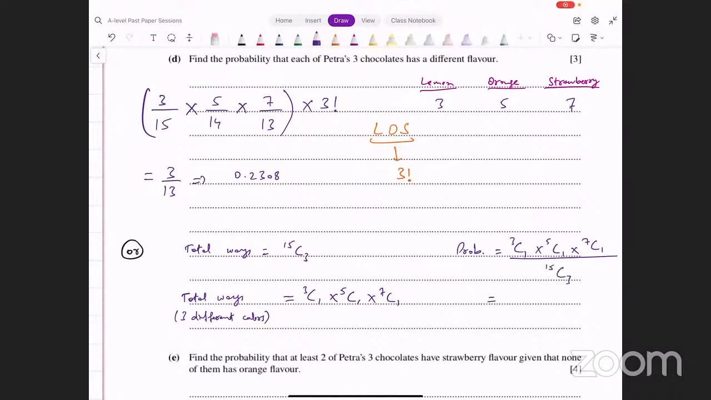And that's another way to think about this. A lot of people find this easier because you don't have to think too much. If your concept of combinations is clear, this is going to give you the same result. 3 into 5 into 7 divided by 15C3, and that's 3 over 13 again, which is 0.2308. Okay? Okay, let's move on.